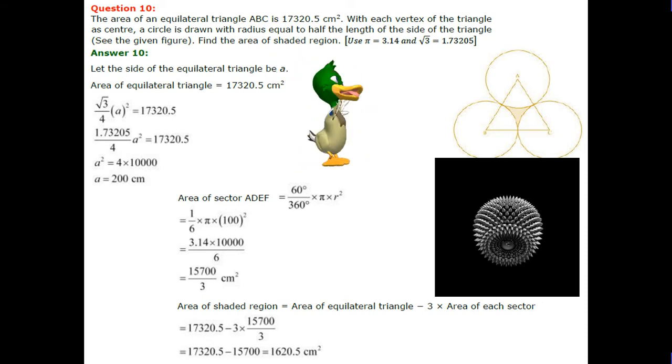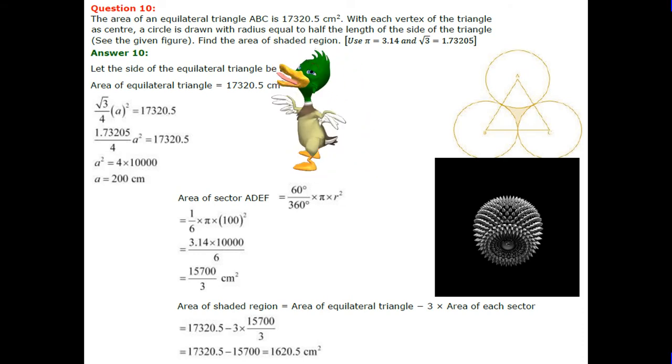Let the side of the equilateral triangle be A. Area of equilateral triangle is 17320.5 centimeter square, and root 3 upon 4 into side square is equal to this. So A is equal to 200. Area of the sector ADEF is 60 pi r square upon 360, and r equal to 100, we get 15,700 upon 3 centimeter square.